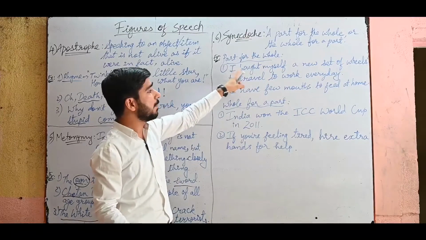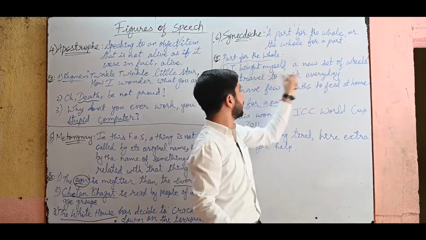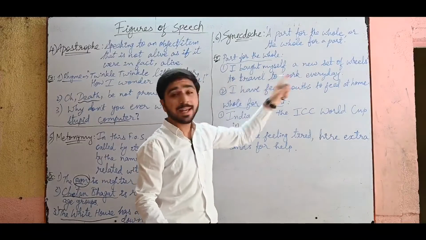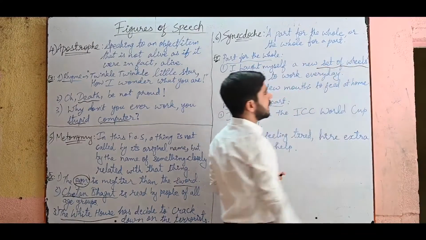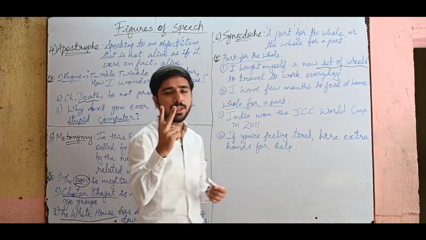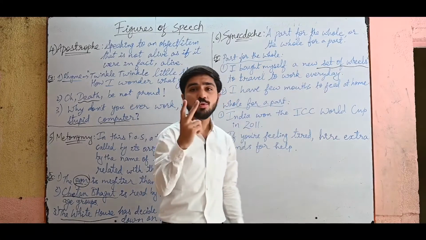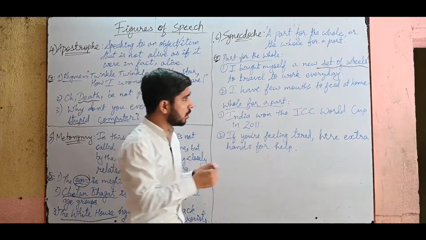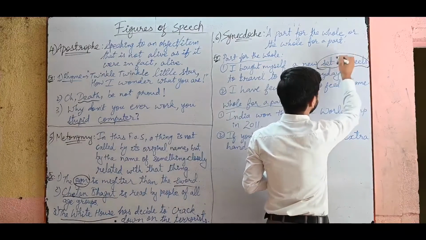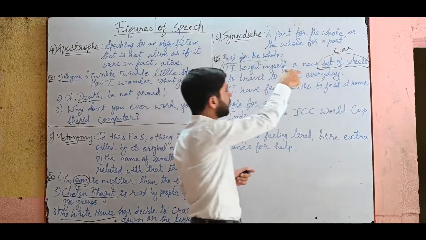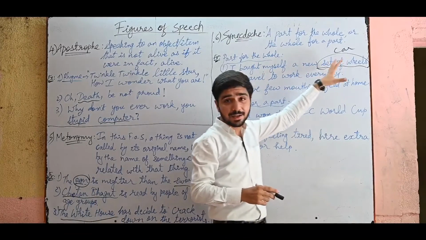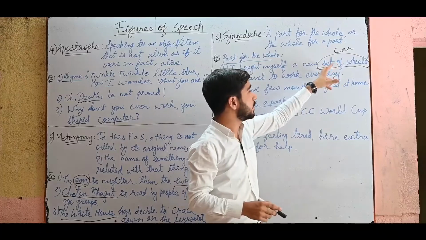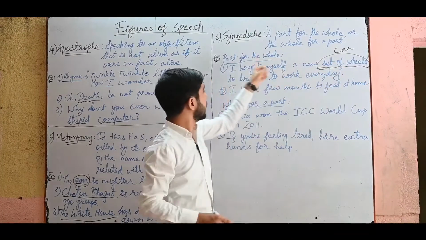See, I bought myself a new set of wheels to travel to work every day. Now here, what is the part? See, set of wheels. Now one set means two wheels, and set of wheels means two sets. That is four-wheeler. So actually, I want to speak about a car. I bought myself a car to travel to work every day. But here, instead of using the word car, I am using the word set of wheels. So that is part for whole.